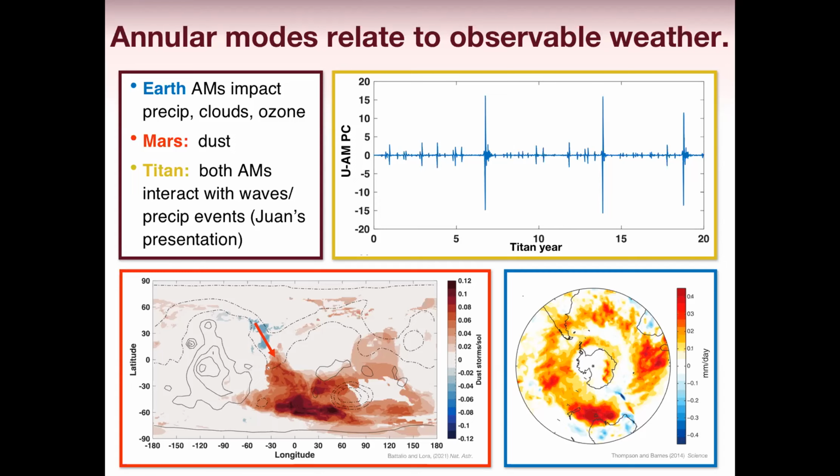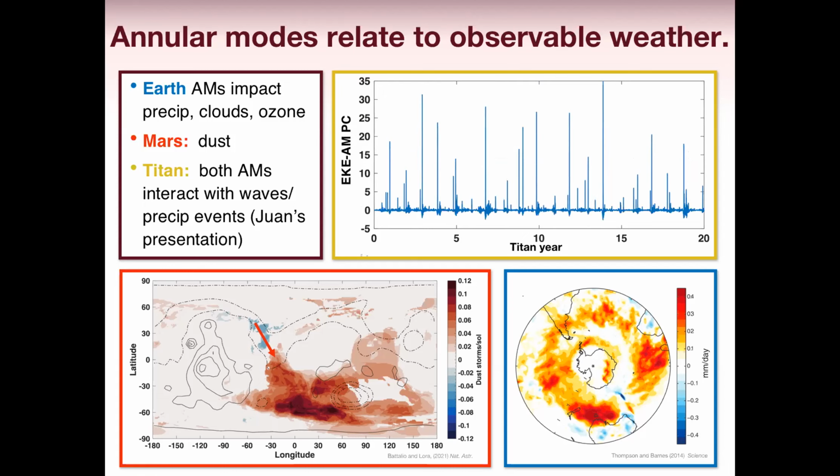For Titan, though, the story is again weird in that here's the principal component, which is just the time series associated with that dipole moving up and down of the winds. And the peaks turn out to line up with big precipitation events. Not only that, the same peaks that happen in the eddy kinetic energy mode line up with the peaks of the barotropic mode. So the U and the eddy kinetic energy line up. This does not happen for Earth and Mars.